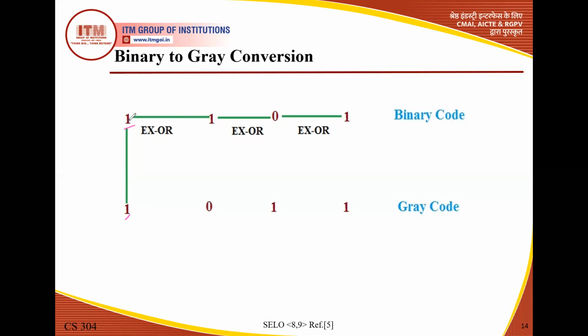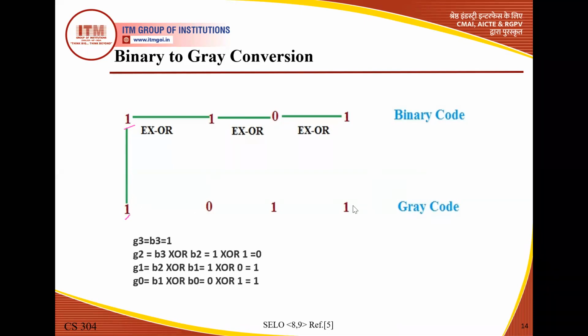So again, concentrating: this is replaced as it is. 1 XOR 1, same, output is 0. 1 XOR 0, output is 1. 0 XOR 1, output is 1. So when we take the XOR between different bits, the output is 1, and when we take the XOR between the same bits, the output is 0. So this is the binary code, and the equivalent gray code is this.